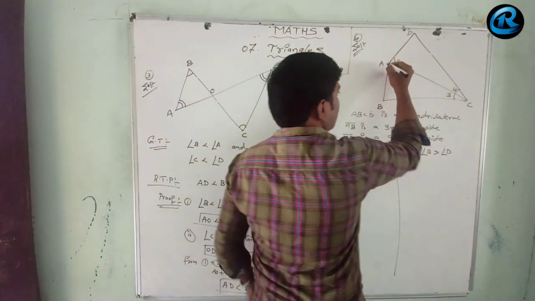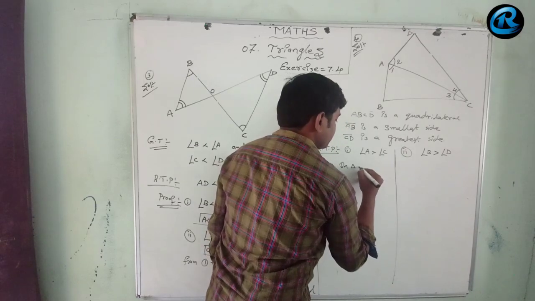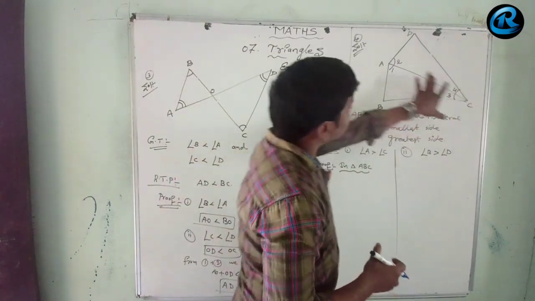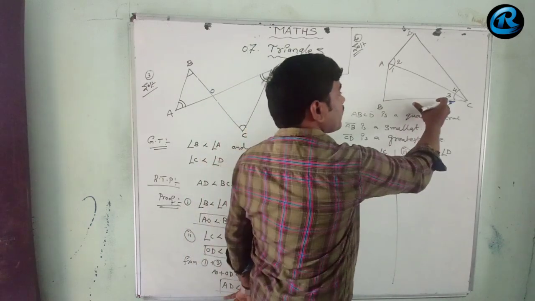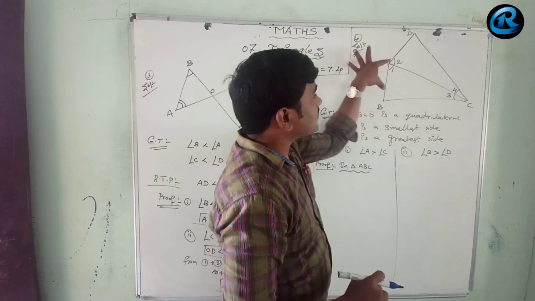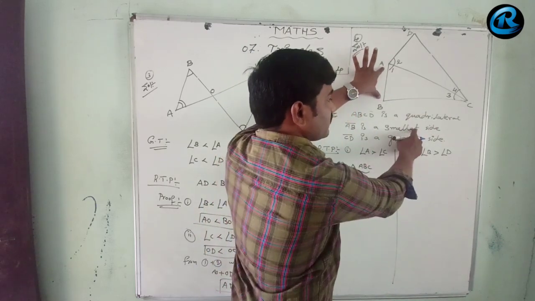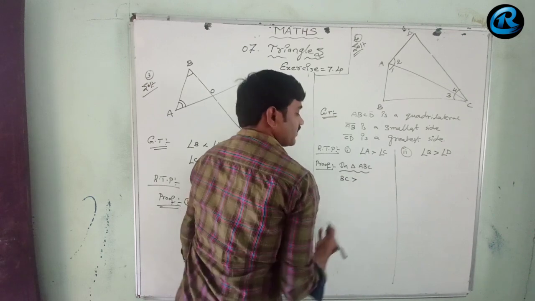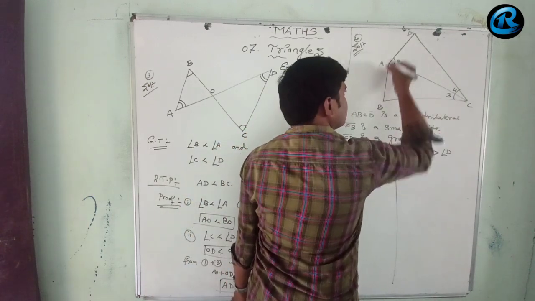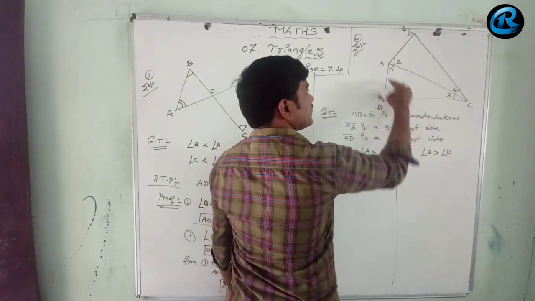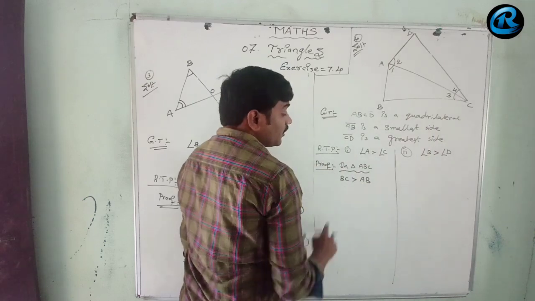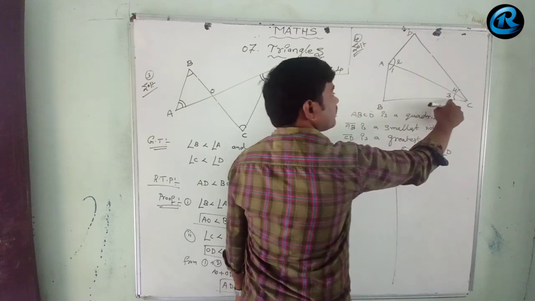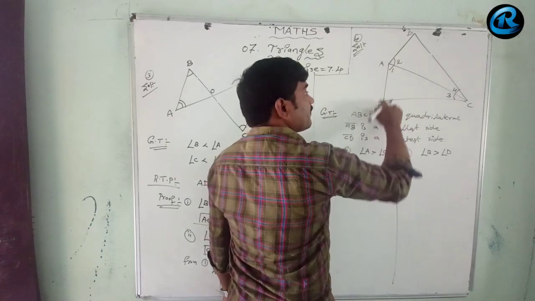Now here in triangle ABC, we will take first. In this triangle ABC, what can you tell about the BC side and the AB side? As we know, AB is the smallest side, so BC will be greater than that. BC is greater than AB because AB is the smallest side. So BC is the longer side in triangle ABC compared to the AB side.